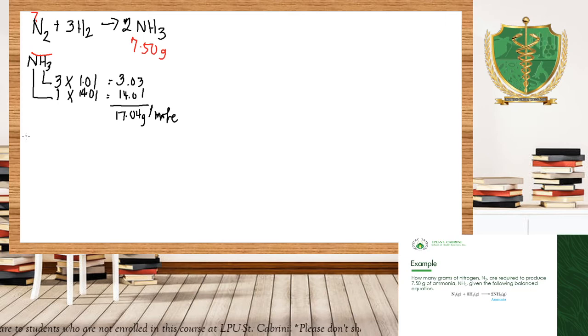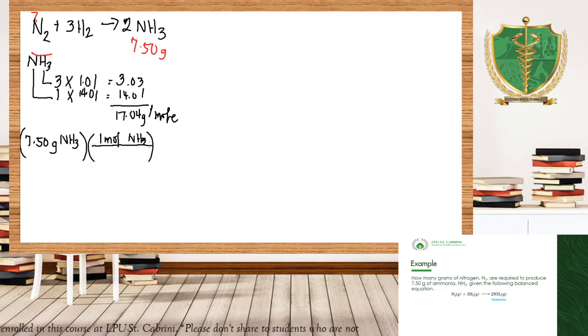So, how are we going to solve for it? We have 7.5 grams of what? Ammonia, times 1 mole of ammonia. And be proud of me guys because I am now starting to know how to use this pen light and I can write legibly na. Anong baba? 17.04, tama.